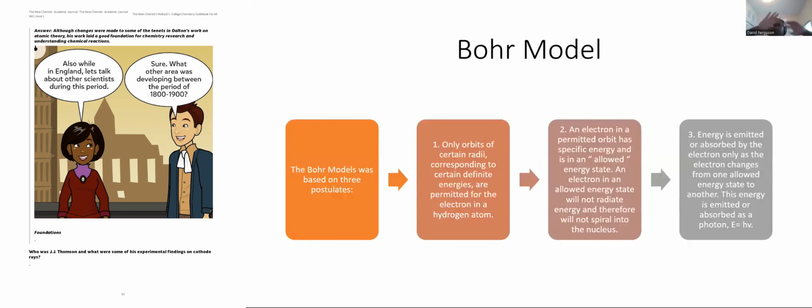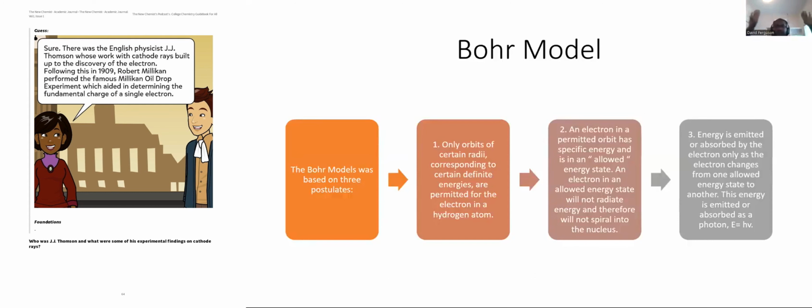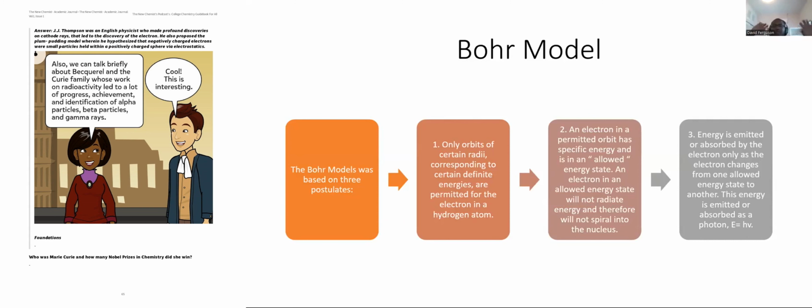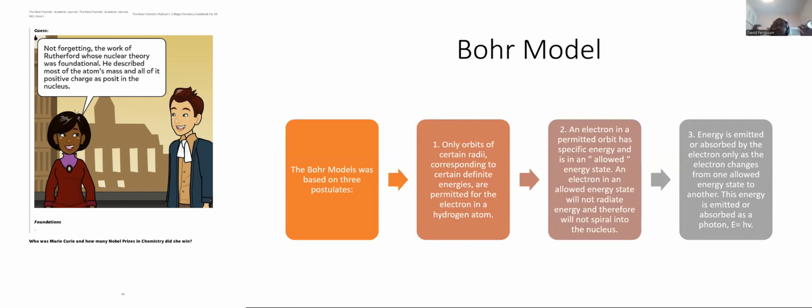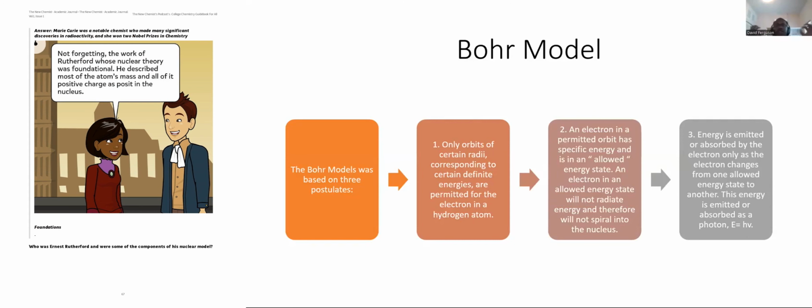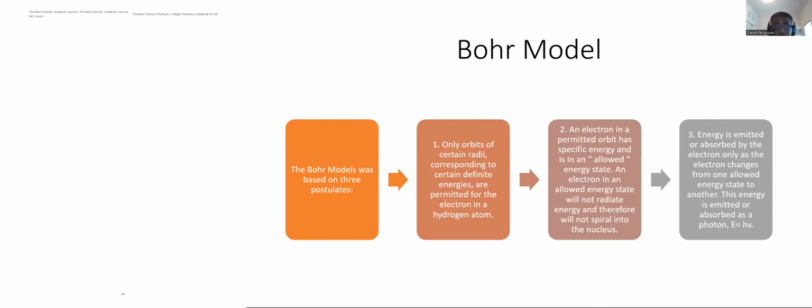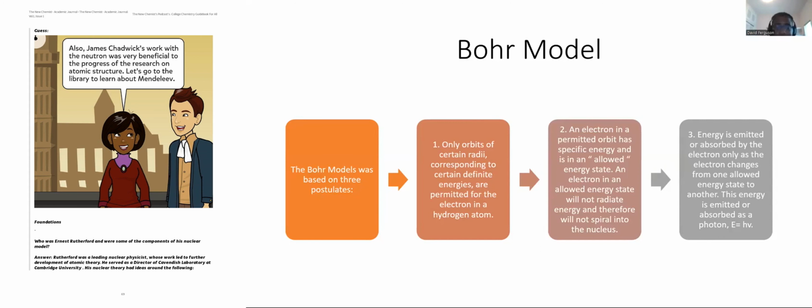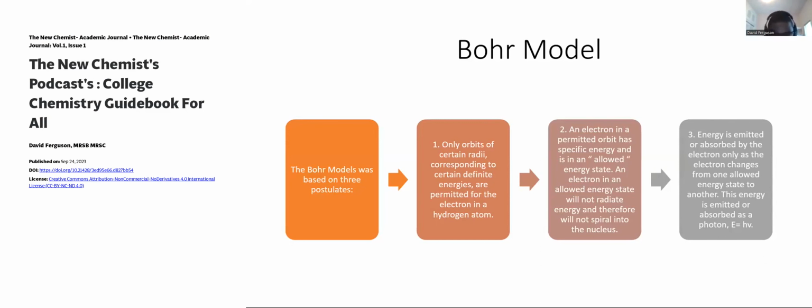So, atomic spectroscopy is kind of like an umbrella idea. But when we really delve deep into it, we ask what is the model that I can use to map these nuanced details and implications onto. The Bohr model is that fundamental idea that I want you to get. The Bohr model was based on three postulates. First, only orbits of certain radii, corresponding to certain definite energies, are permitted for the electron in a hydrogen atom. Think of the key words here: definite energies permitted for the electron in a hydrogen atom. Keep those things in mind.